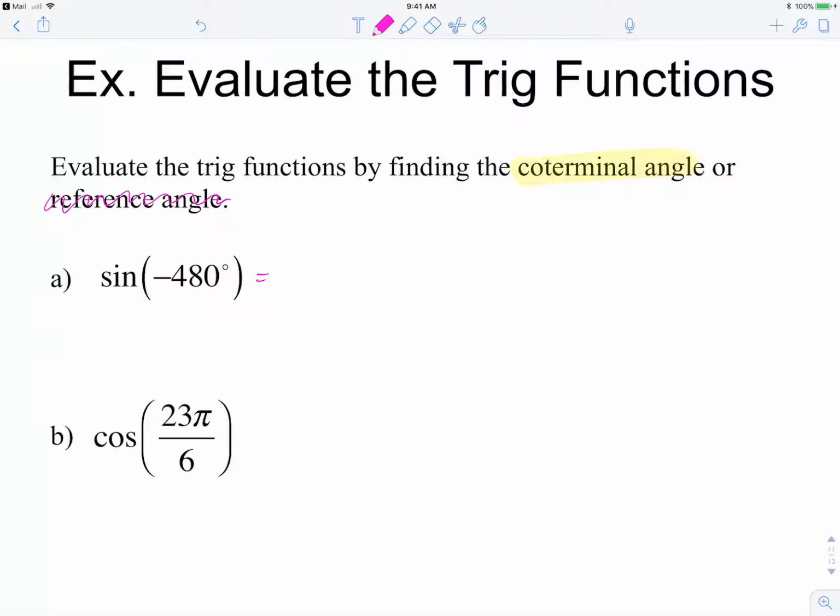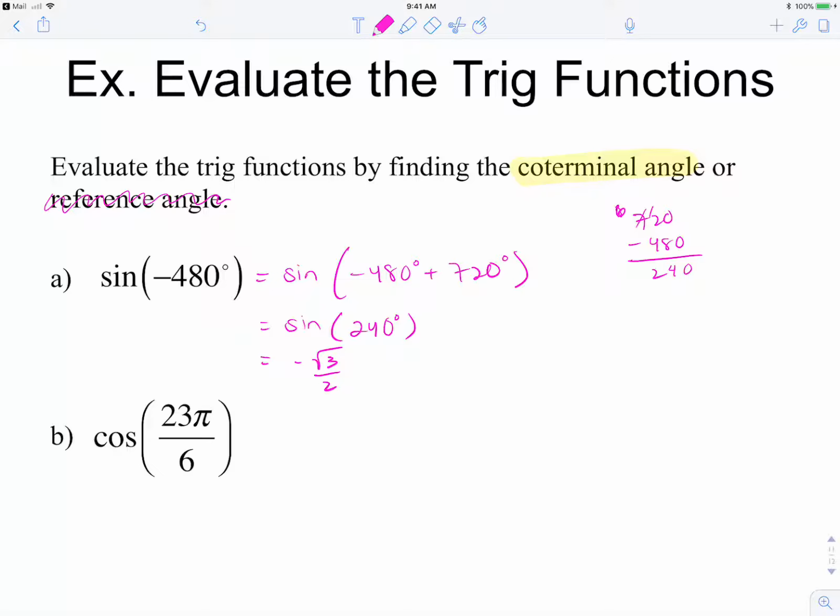So sine of negative 480 degrees is equal to sine of negative 480 degrees plus 720 degrees. Okay, so 720 minus 480, oops, why did I put 3? It's 6. 240 degrees. Okay, so sine of 240 degrees, that's going to be negative root 3 over 2. Also remember we're trying to wean ourselves off of having the unit circle in front of us. We want to get to the point where we can just visualize the unit circle to help evaluate the trig functions for those angles.